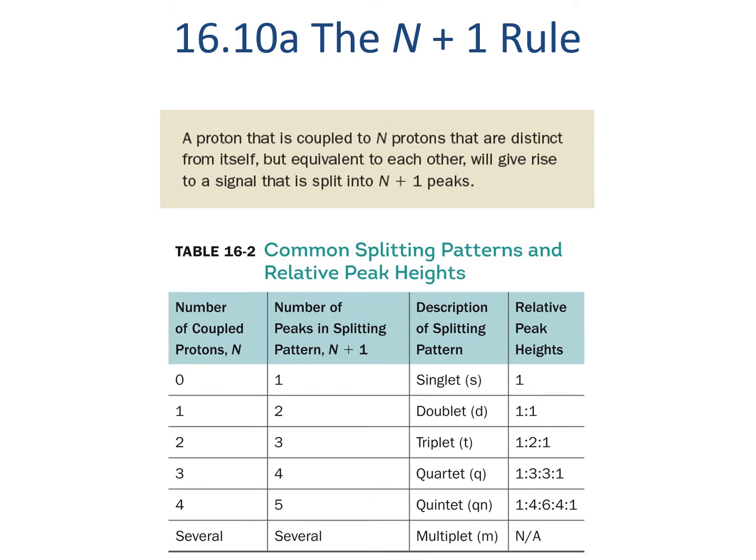We can count up the neighbors, and the number of neighbors will always tell us the number of peaks. If we have no neighbors, we always have 1 peak, just as we saw in every example before today. If we have any neighbors, we will see 1 more peak than the number of neighbors, a rule that we call the n+1 rule. So if we have two neighbors that are nearby, we should see 3 peaks, and we'd call that a triplet.